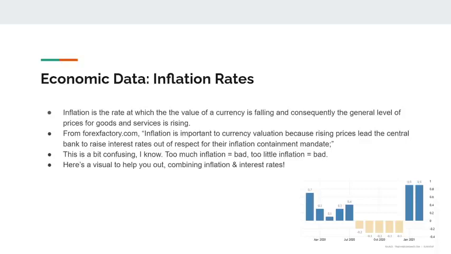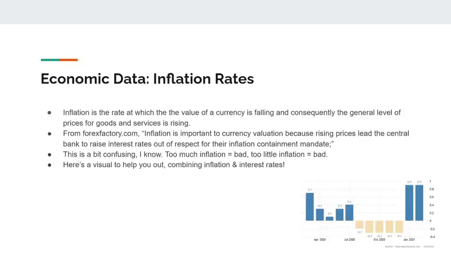So I should say that according to forexfactory.com, another good way of saying it is inflation is important to currency valuation because rising prices lead the central bank to raise interest rates out of respect for their inflation containment mandate. So back to what I just said earlier about interest rates. Remember, hiking interest rates is good for a currency. It is considered hawkish or bullish.